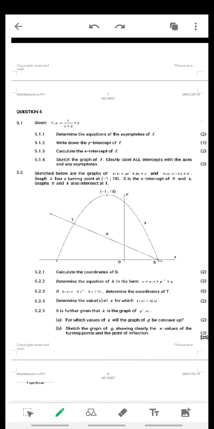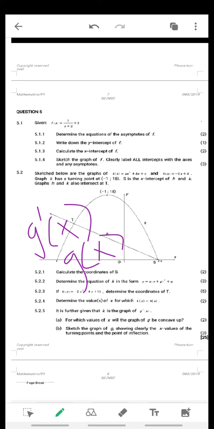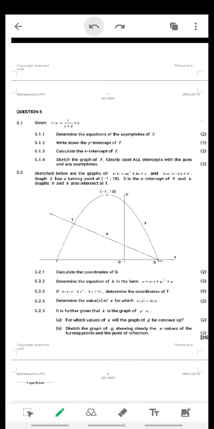Now they are saying, for which values of x will the graph of g, what is g? Remember, g will be the cubic function. Remember they told you that g derivative of x is the parabola, meaning g of x will be the cubic function, the higher function. Now they are saying for which values of x will the graph of g, the cubic function, be concave upward.